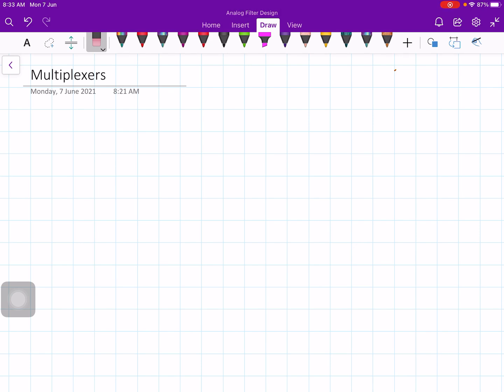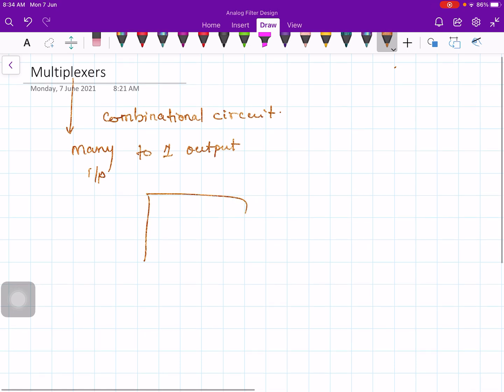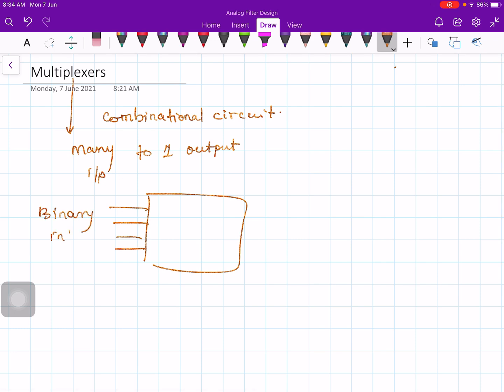So in this lecture, let us discuss multiplexers. A multiplexer is a combinational circuit, and multiplexer means many inputs to one output. That means it has many input lines. Those input lines contain binary information. So in the input side you have many input binary information, and in the output you have only one output line. Okay, only one.